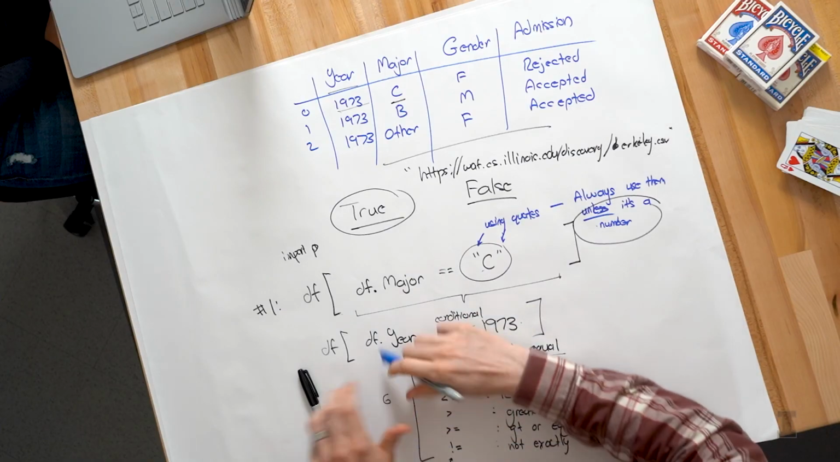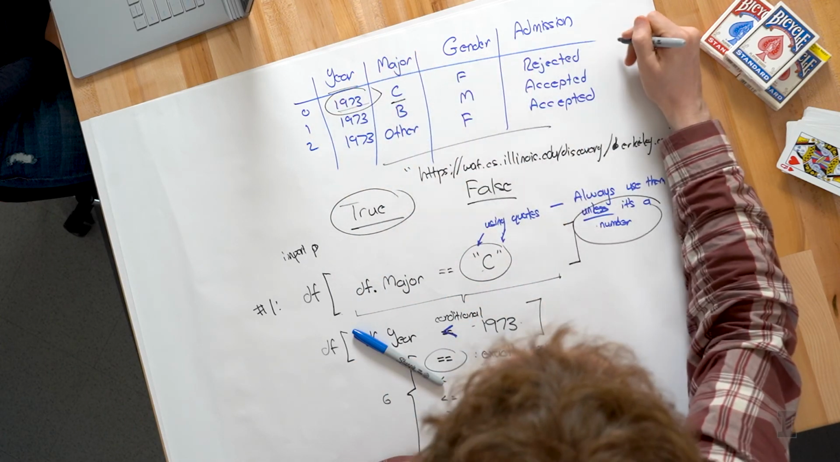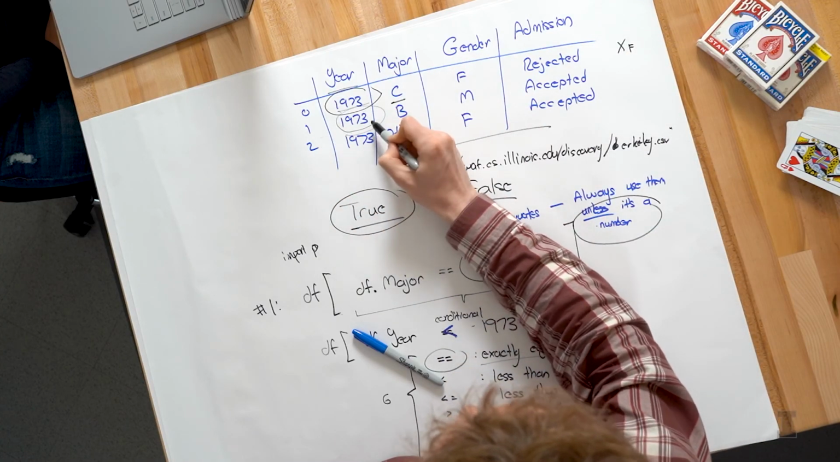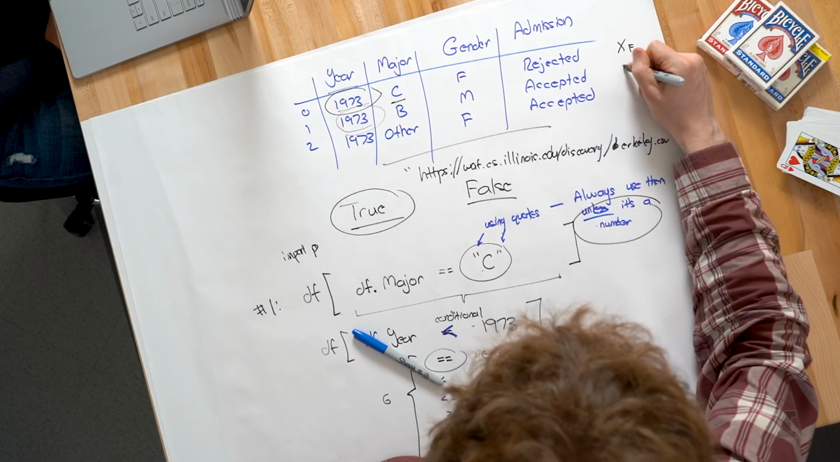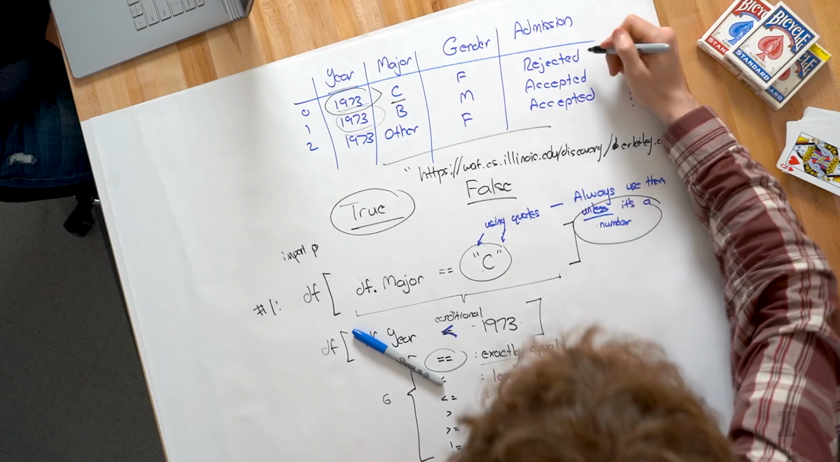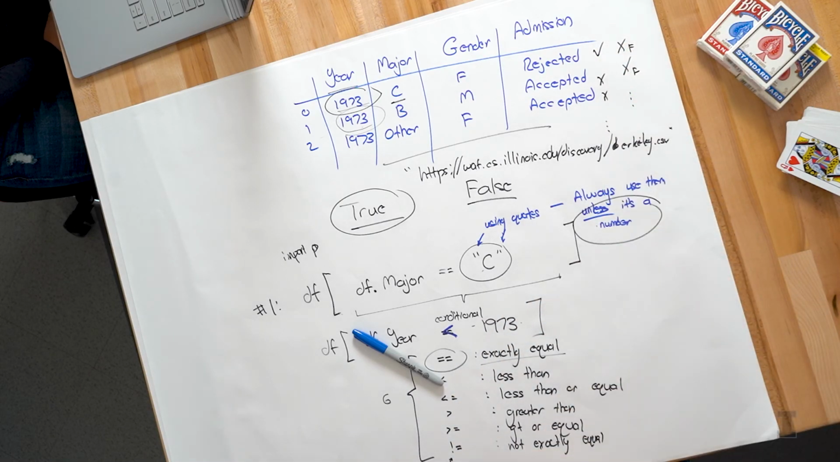Every single row was evaluated one row at a time, and it asked for row index 0, was the year less than 1973? It was not. So we say this was false. Was the year less than 1973 for row index 1? That was also false, and so on. And every single row was false. What we saw when we looked at major C, the first row was true, then the number of rows until we got to row index 12 was false.